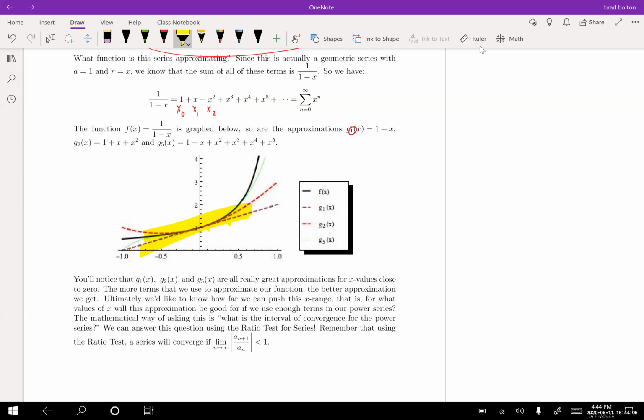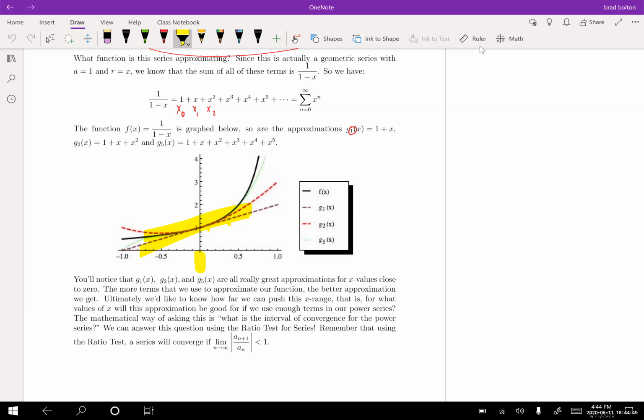So if you notice down here below, it says G1, G2, and G5 of x are all really great approximations for x values close to 0. So this is our x value close to 0 right here. So it says the more terms that we use to approximate the function, we get a better approximation. So G sub 5 is a better approximation of f of x than G sub 1 was, right? Or a better approximator than G sub 2. And you would assume that G sub 10 or G sub 20, where you get 20 terms or 21 terms or 22 terms, that would be an even better approximator of f of x. So the more terms you have, it seems like you're getting a better approximation.